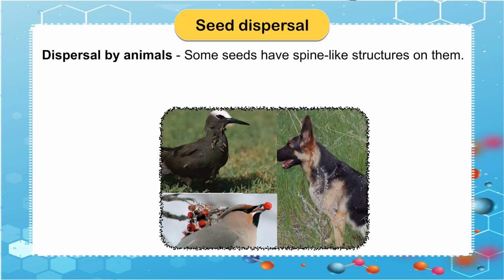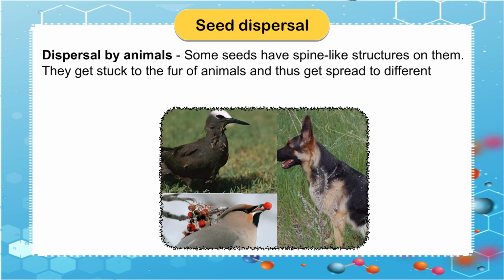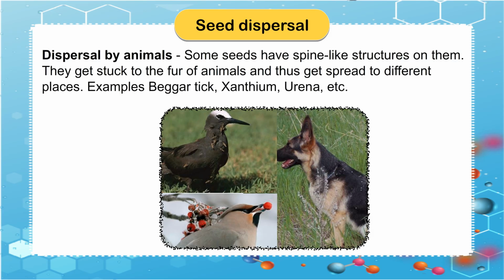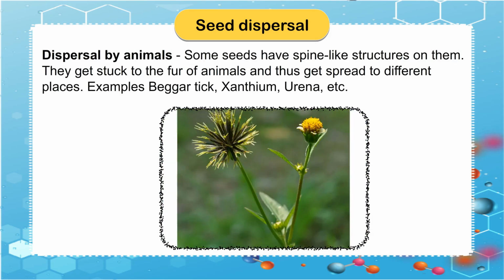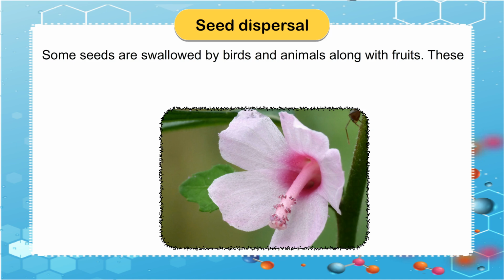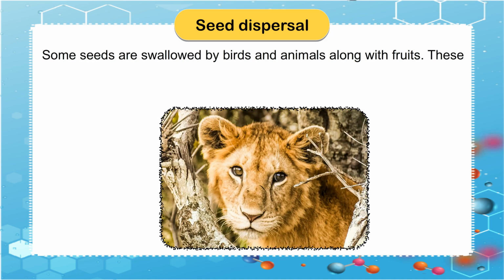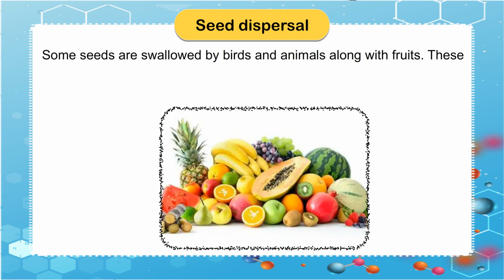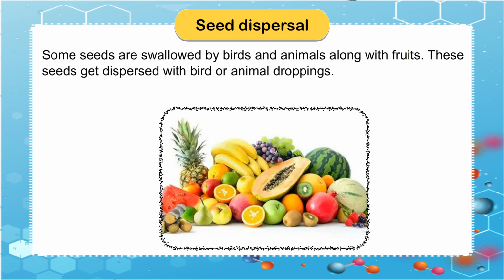Dispersal by animals. Some seeds have spine-like structures on them. They get stuck to the fur of animals and thus get spread to different places. Examples: beggar tick, xanthium, urena, etc. Some seeds are swallowed by birds and animals along with fruits. These seeds get dispersed with bird or animal droppings.